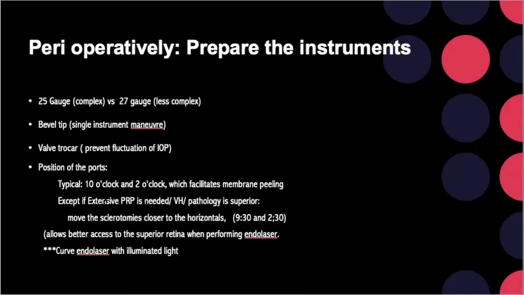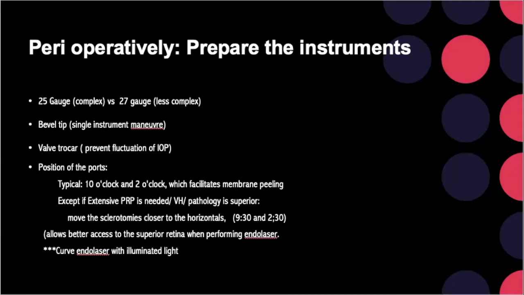Now, one important step that we sometimes overlook is the positioning of the ports. Typically, we will place a port at the 10 o'clock and also 2 o'clock position. Occasionally, we might have to move our ports to be slightly more horizontal, so maybe at 9:30 and 2:30, especially when we have a pathology superiorly or have given more PRP superiorly. Having the horizontal position of ports will allow us to have better access to the superior retina when we perform any kind of maneuver.